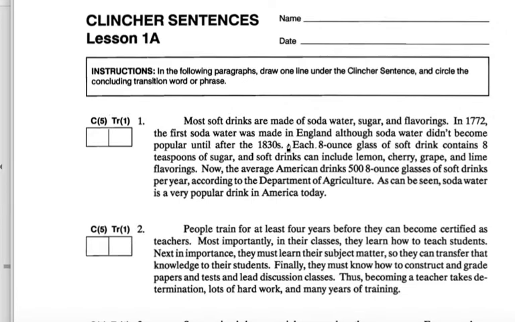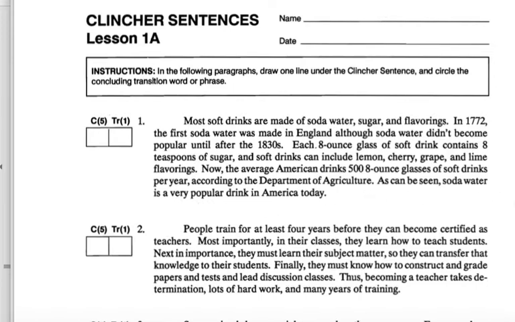So it says, most soft drinks are made of soda water, sugar, and flavorings. In 1772, the first soda water was made in England, although soda water didn't become popular until after the 1830s. Each 8-ounce glass of soft drink contains 8 teaspoons of sugar, and soft drinks can include lemon, cherry, grape, and lime flavorings. Now, the average American drinks 500 8-ounce glasses of soft drinks per year, according to the Department of Agriculture. As can be seen, soda water is a very popular drink in America today.